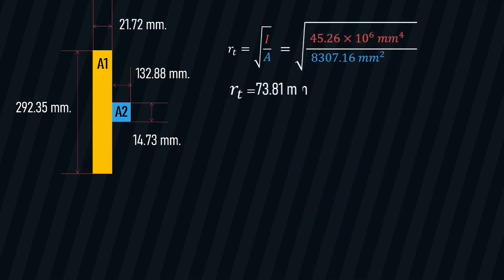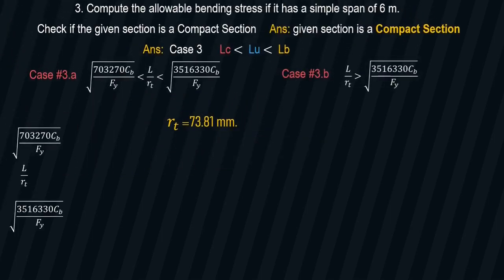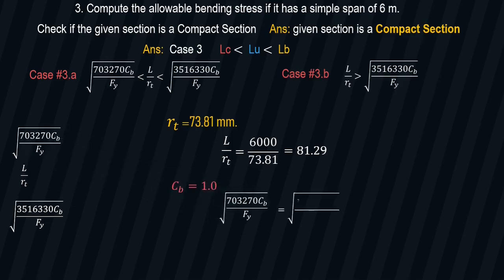And the answer for RT is 73.81. And that's the value for RT. So solving for L over RT, L is 6,000 and RT is 73.81. The result is 81.21. That's the value of L over RT. And CB is equal to 1.0 since it's a simply supported beam. And the value of this quantity is equal to 53.25.